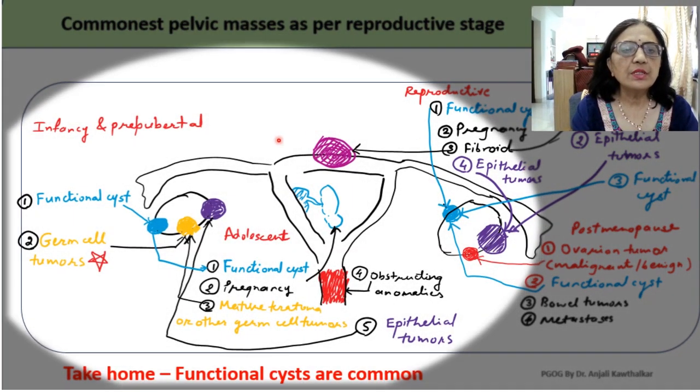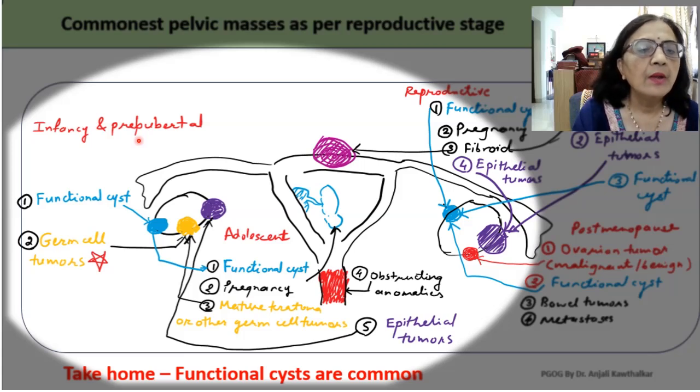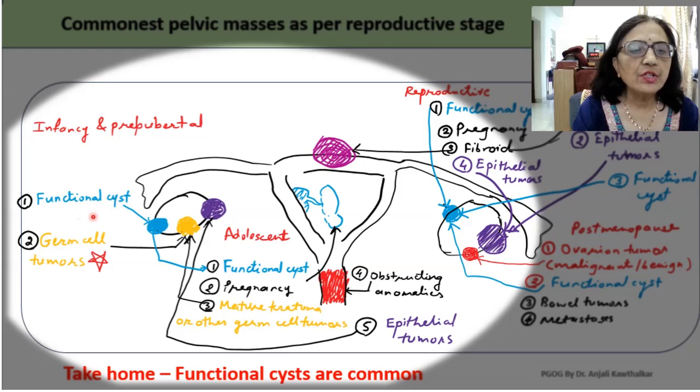So let us first focus on this infancy and prepubertal age, where number one is functional cyst of the ovary. Now, as we are all aware, the commonest functional cyst is the follicular cyst, followed by corpus luteal cyst, and the least common functional cyst example is theca lutein cyst. All these functional cysts are at the top of the list as cause of pelvic masses even in infancy and in prepubertal age group, followed by germ cell tumors.